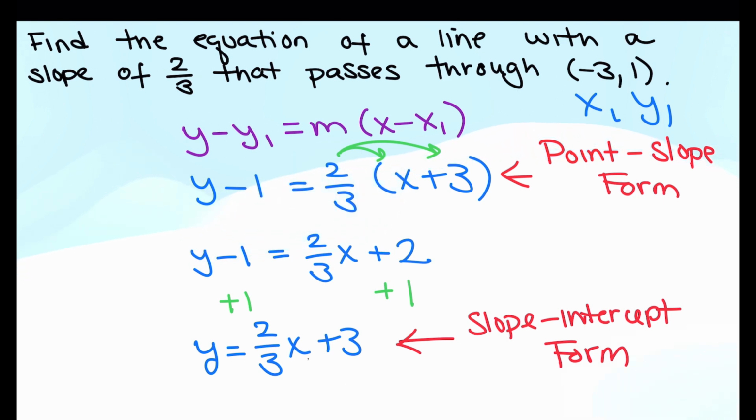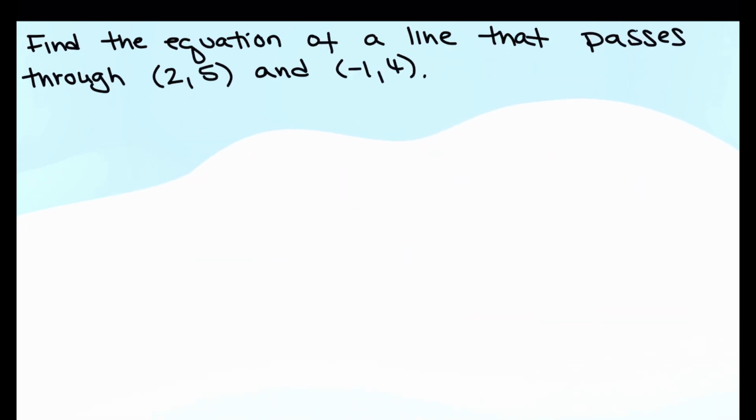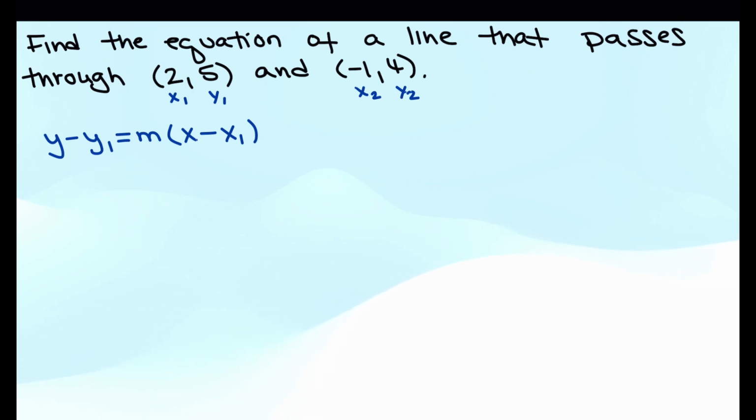All right, we're going to do several more examples of using this point-slope form. Let's see if we can find the equation of a line that passes through the points 2, 5, and -1, 4. So anytime a problem, just in general, asks me to write the equation of a line, I typically go to this point-slope form. y minus y1 equals m times x minus x1. So that's my preferred strategy anytime a problem says write the equation of a line.